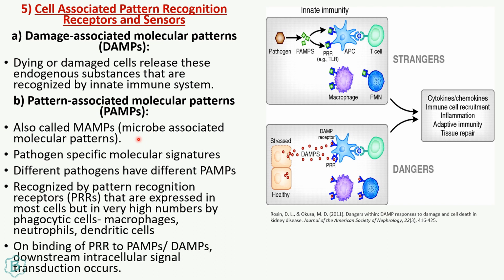So again, using this diagram, we will see how this mode of action takes place. So the pathogen has a PAMP. This PAMP will go and bind to a PRR. PRR is nothing but a pattern recognition receptor. These pattern recognition receptors are generally expressed by all cell types. However, they are highly abundant in antigen presenting cells, also known as APCs, or phagocytic cells.